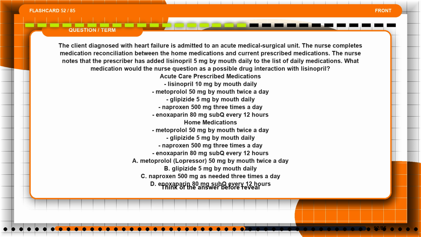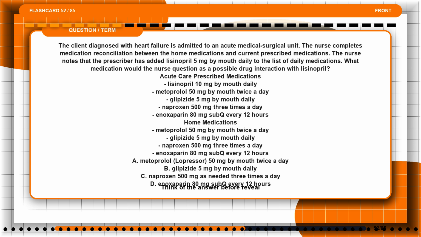Acute care prescribed medications: lisinopril 10 mg by mouth daily, metoprolol 50 mg by mouth twice a day, glipizide 5 mg by mouth daily, naproxen 500 mg 3 times a day, enoxaparin 80 mg sub-Q every 12 hours. Home medications: metoprolol 50 mg by mouth twice a day, glipizide 5 mg by mouth daily, naproxen 500 mg 3 times a day, enoxaparin 80 mg sub-Q every 12 hours.